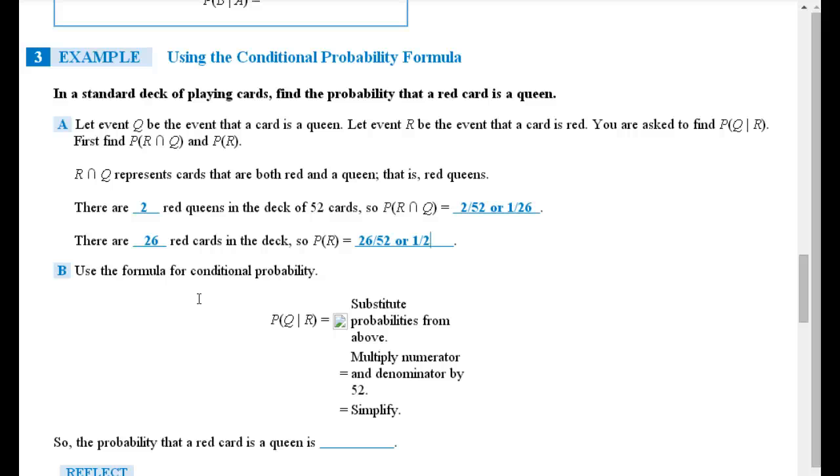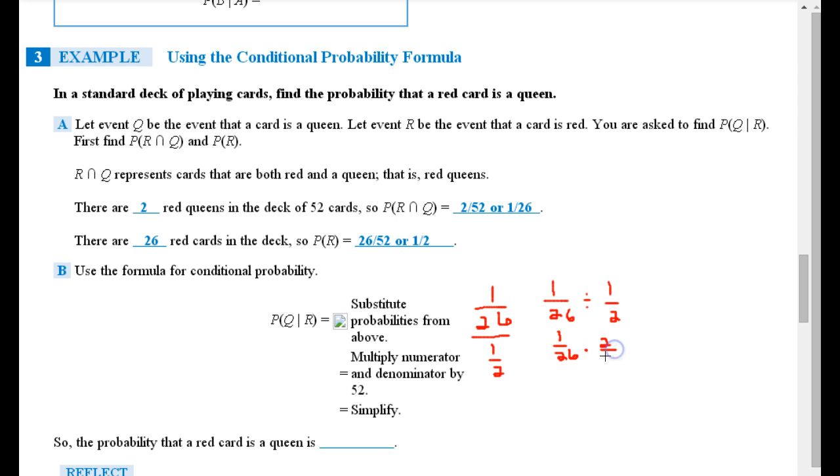So let's do that. 1 over 26, right? That's the intersection's probability, divided by 1 over 2. Well, we don't like that. So what are we going to do here? With compound fractions, we can just write them out. 1 over 26 is divided by 1 over 2. And then to solve this, we would invert and multiply. So 1 over 26 times 2 over 1.